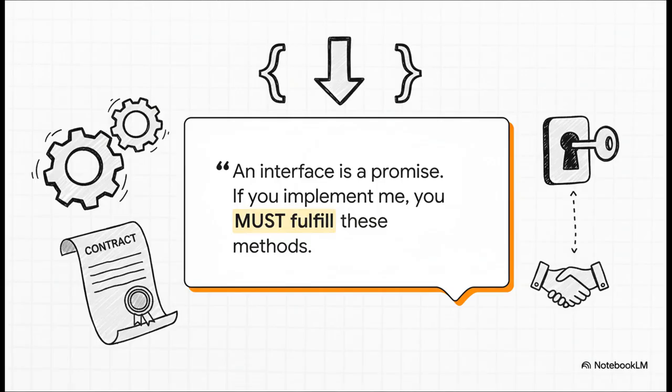I absolutely love this way of putting it because it just nails the concept. An interface is a promise. It's a contract. When your class says it implements an interface, it's literally signing on the dotted line, promising to deliver on all of that functionality.